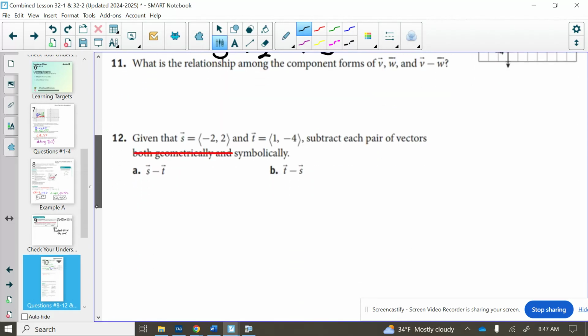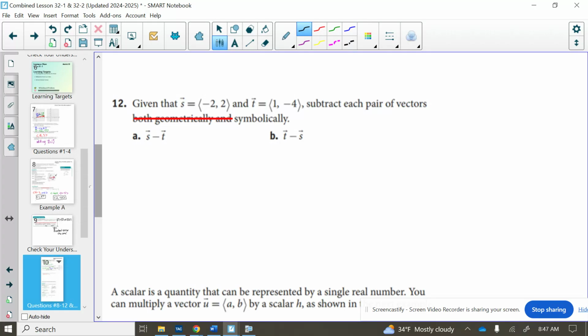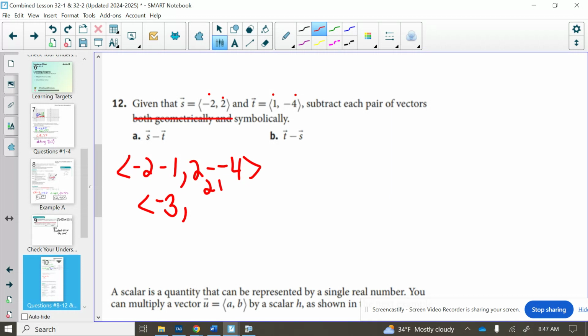So we see a couple more examples down here. This first one, we want s minus t. So in this case, we would take s and then minus the t. So negative 2 minus 1, and then 2 minus negative 4. So our resulting vector would be negative 3, and then 2 plus 4 is 6.